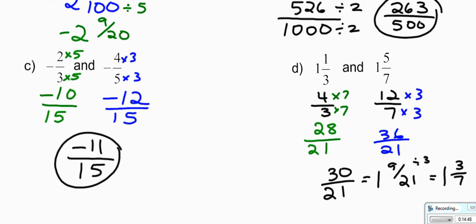So I chose 30. And 30 over 21 is the same as 1 and 9 out of 21. 9 and 21 can both be divided by 3. So lowest terms becomes 1 and 3 over 7. So that is your second lesson completed.